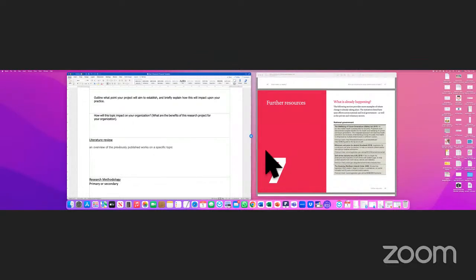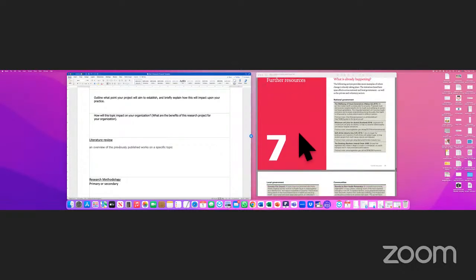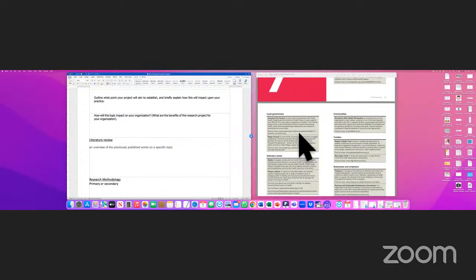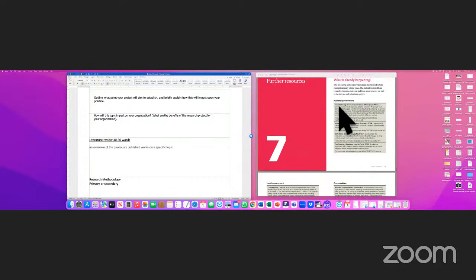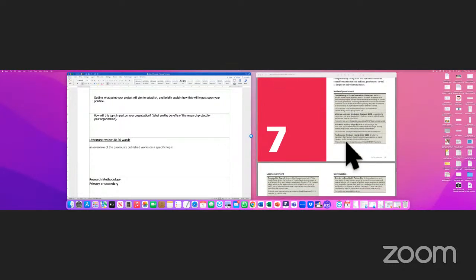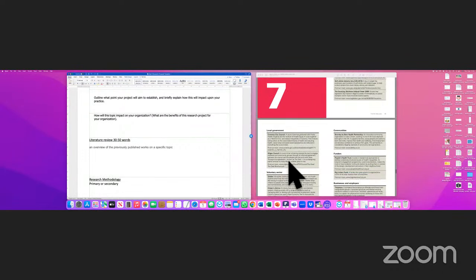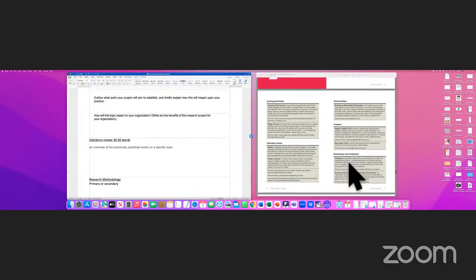So here, when you look at the review of the existing literature, it is going to come from sources which are going to be looked at for collating data for the purposes of conducting that research. So what you're going to do is write about 30 to 50 words, and in those 30 to 50 words, put down the key areas from which you're going to get the data. So in this report, as you can see, I've got certain areas like the national government report. There are certain reports from the local government, the voluntary sector, communities, funders, business and employers.